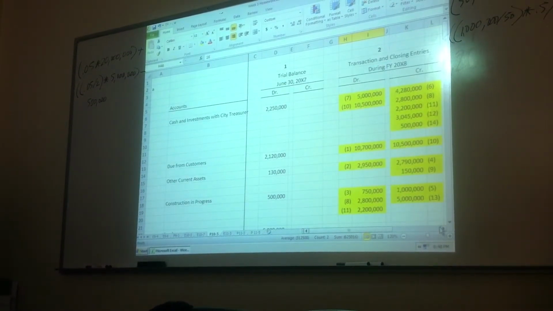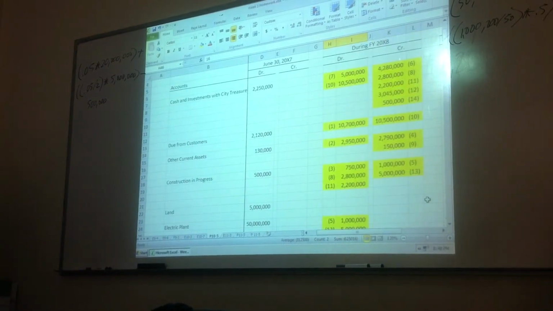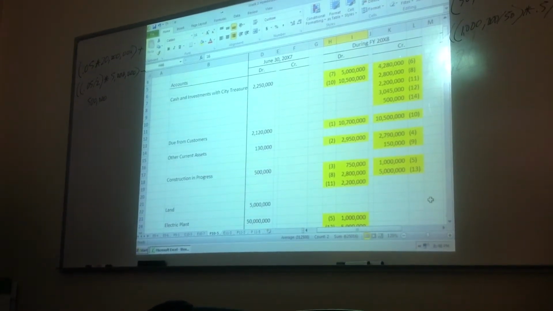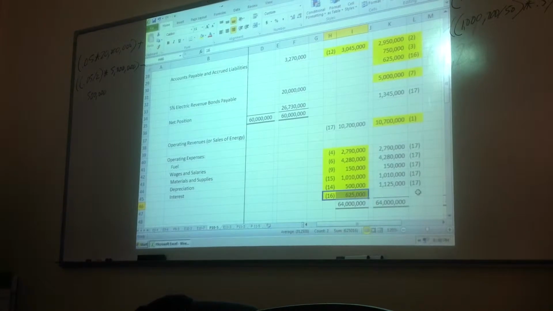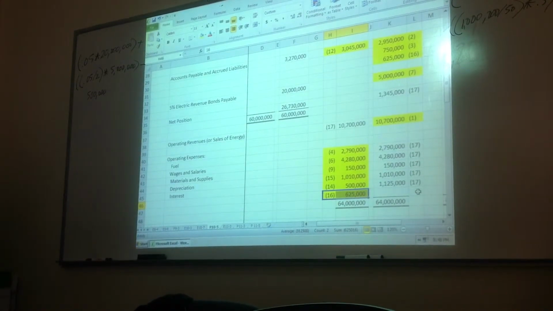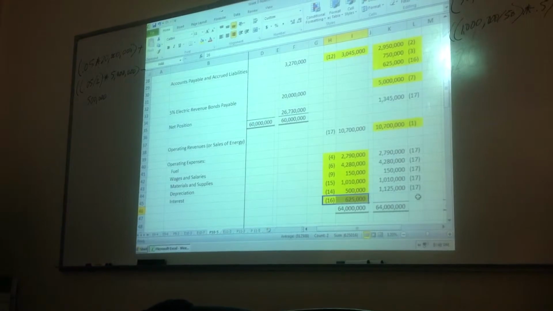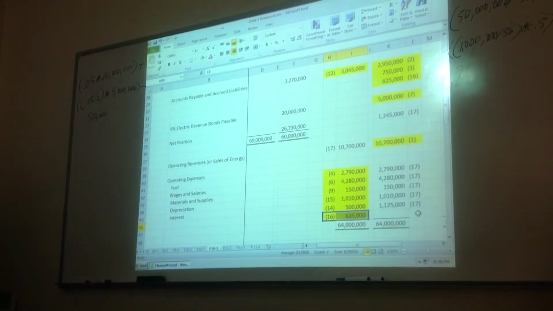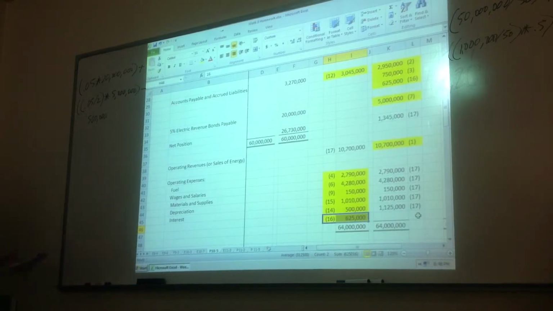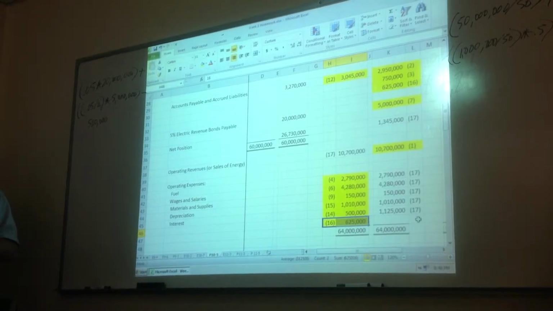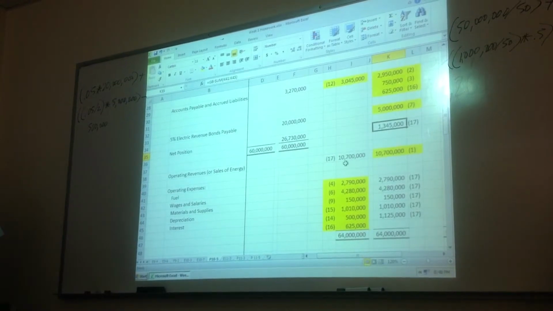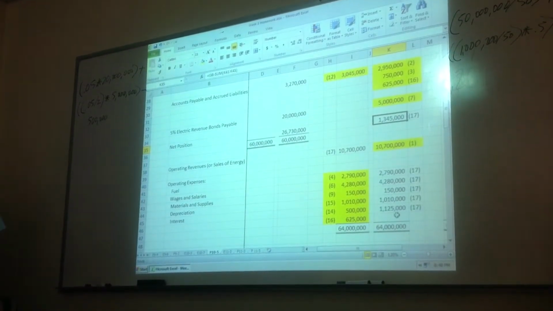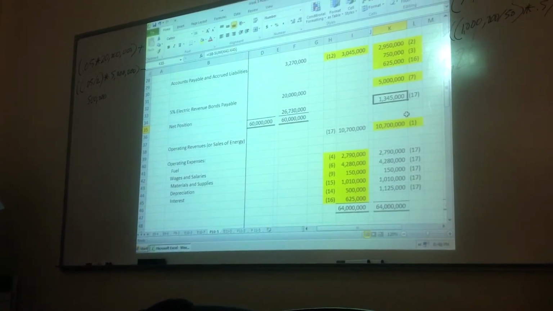So I have now covered all of my entries for the year. Okay? Except my closing entry. So my closing entry does what? Closes my revenue and expense accounts, just like in normal financial accounting. Close them all, put it to net position. Okay? So if you take the $10,700,000 and you subtract all these pieces, you get $1,345,000.